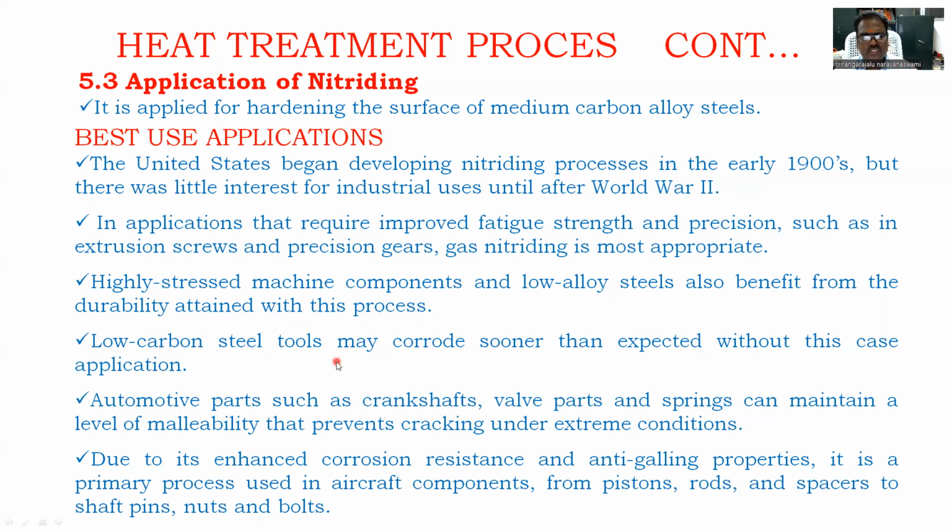Low carbon steel tools may corrode sooner than expected without this case application. Automotive parts such as crankshafts, valve parts, and springs can maintain a level of malleability that prevents cracking under extreme conditions. Due to its enhanced corrosion resistance and anti-galling properties, it is a primary process used in aircraft components, from pistons, rods, and spacers to shaft pins, nuts, and bolts.